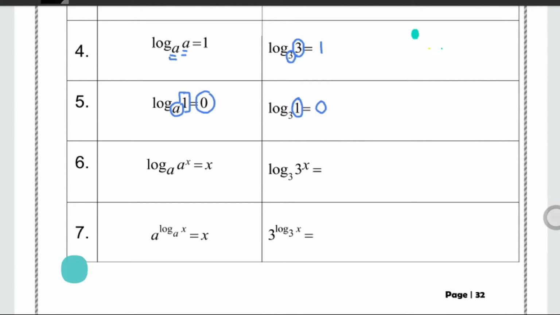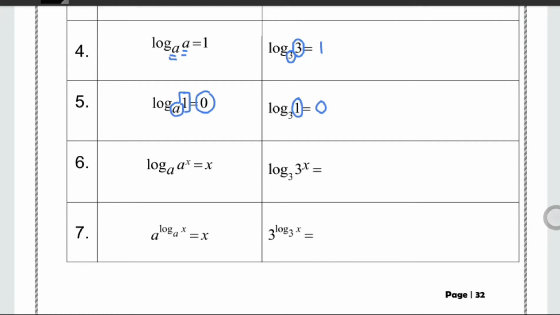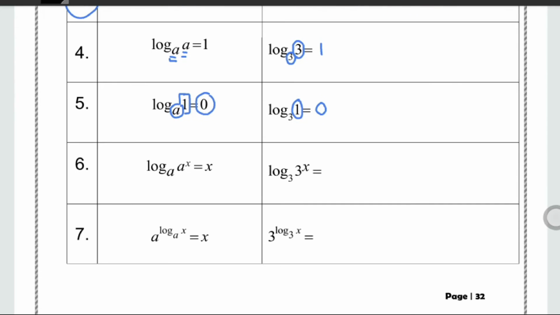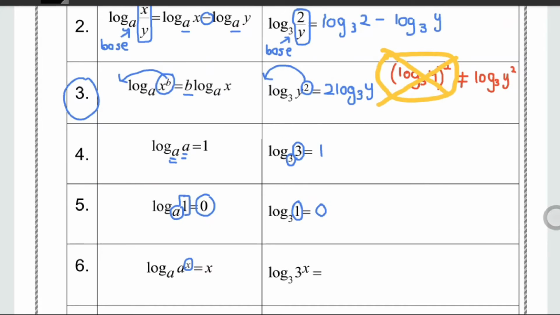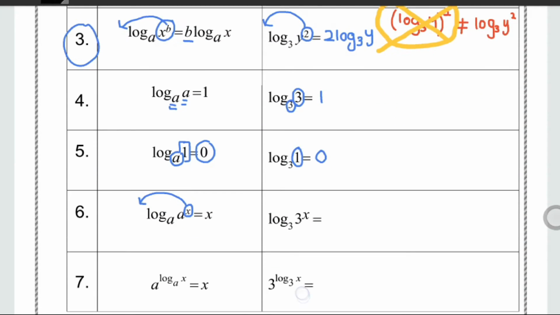Moving to rule number 6, log a to the power of x base a equals x. In this rule, we will apply 2 rules. The first one is rule number 3. From rule number 3, we can see we have x as the power of our argument, so we can simply bring x to the front. So it will be x log a base a.